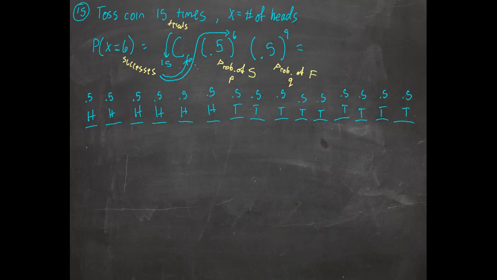Right? What's this about? What this is about is this is not the only way that we can get 6 heads. We could get 5 heads, a tails, and a heads again, and then the rest tails. Well, this still has a probability of 0.5 times itself 6 times, 0.5 times itself 9 times, so it still has the same probability. The specific arrangement has the same probability as this one up here does.